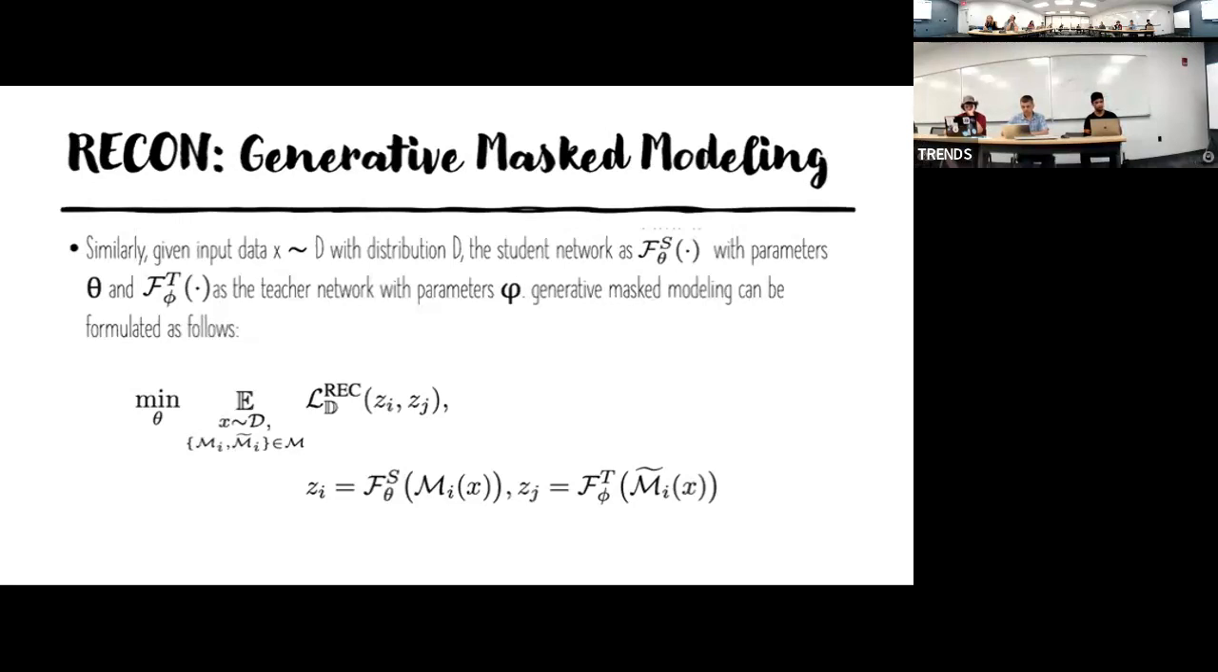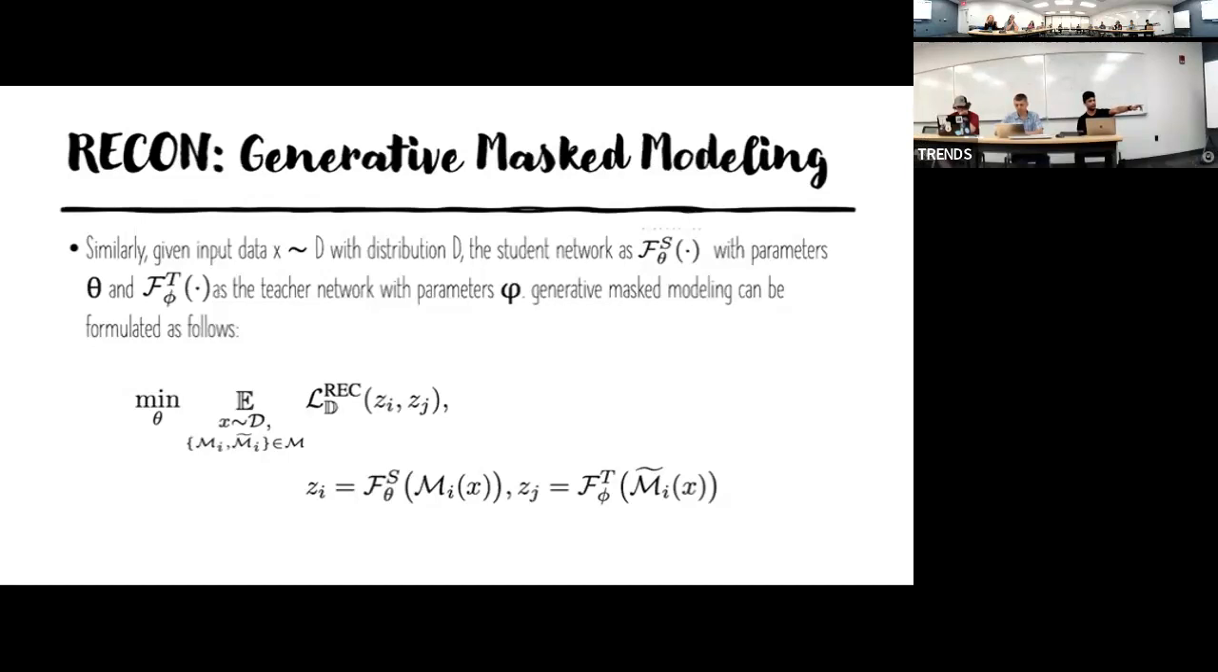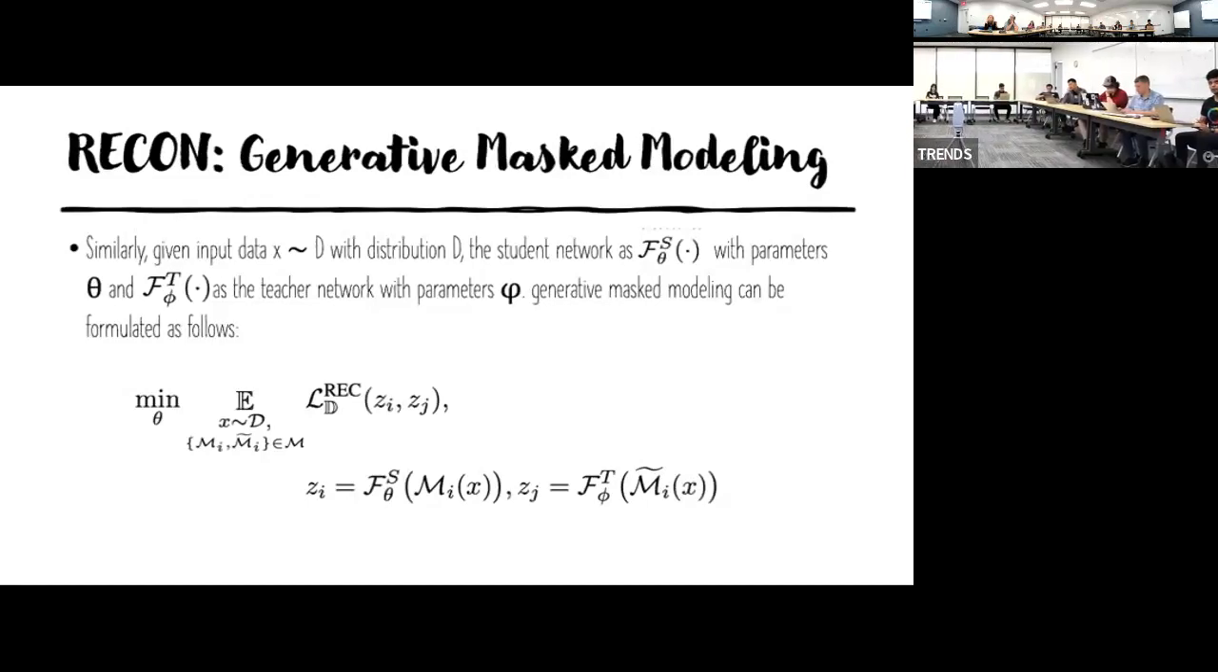L rect in this case is basically the distance function that is defined by the space D. And in this case, for generative modeling, you have the reconstruction loss for the transformed embeddings, which are Z of I and Z of J. So do you have any questions till here?